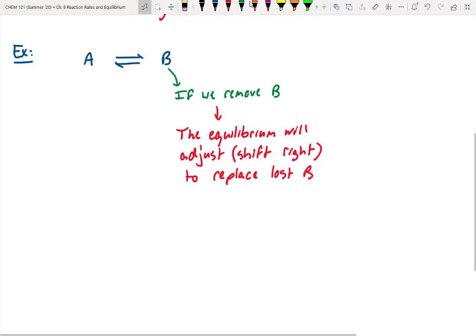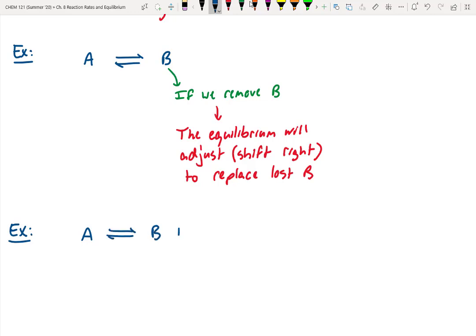All right, there's another thing I did want to show you too. What happens with endo and exothermic reactions? Well, let's take a situation where A is in equilibrium with B plus heat, right? So in this case, this indicates that the reaction is exothermic. It's a reaction that releases heat.